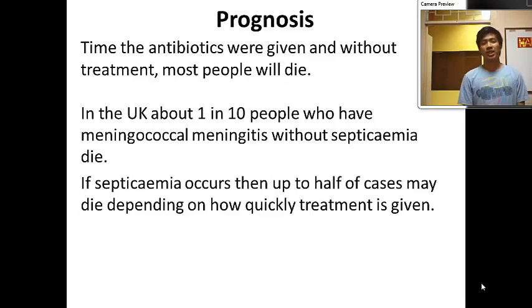Prognosis is majorly dependent on the type of antibiotics given, and without treatment, most people will die. In the UK, about 1 in 10 people who have meningococcal meningitis without septicemia die. If septicemia occurs, then up to half of cases may die, depending on how quickly treatment is given.